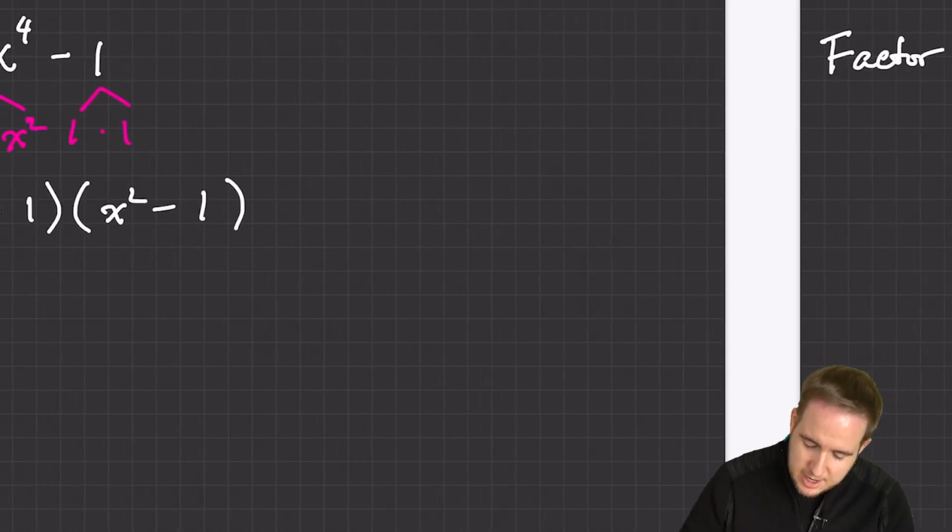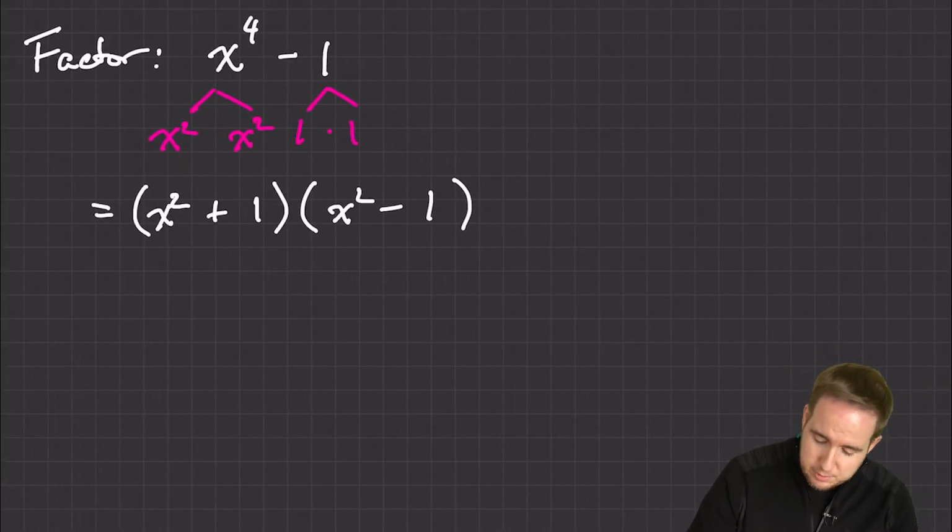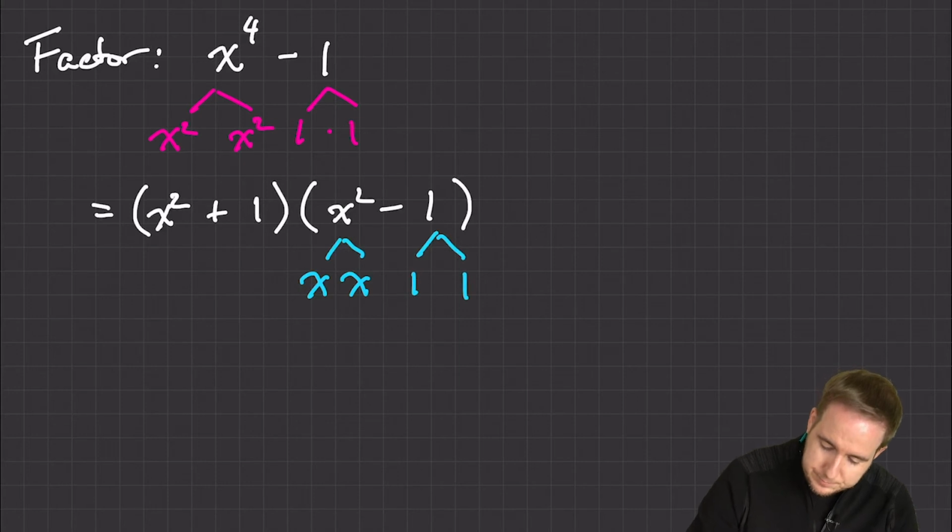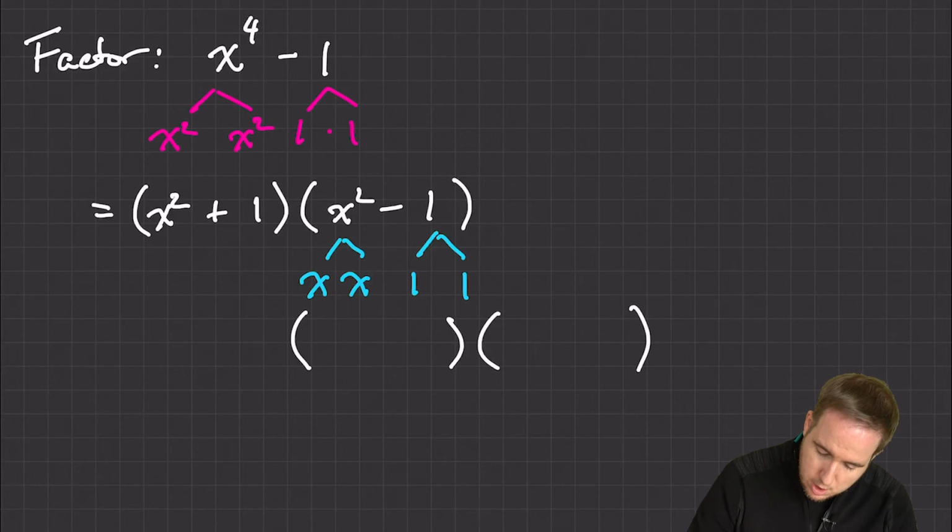No, just kidding. If you're really paying attention, you'll notice, hold on, this is also something squared. That's x times x. And this is still something squared. It's 1 times 1. So this piece, one of the x's goes here. One of the x's goes here. One of the ones goes here. One here. Plus, minus.